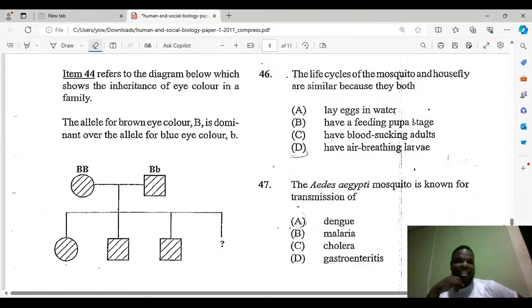And also yellow fever, right? For malaria, what's the type of mosquito that transmits? What's the type of mosquito that transmits malaria? Malaria.